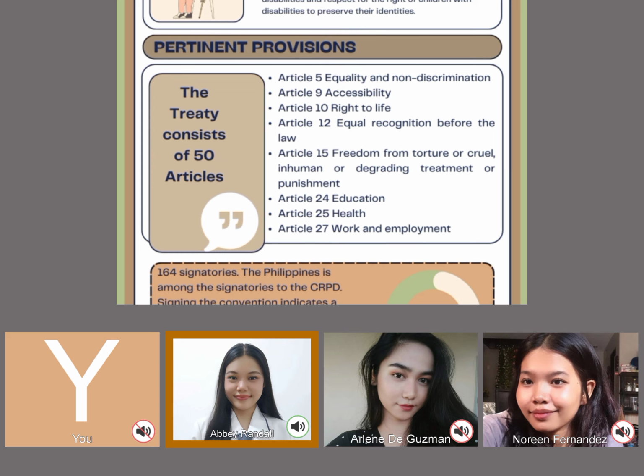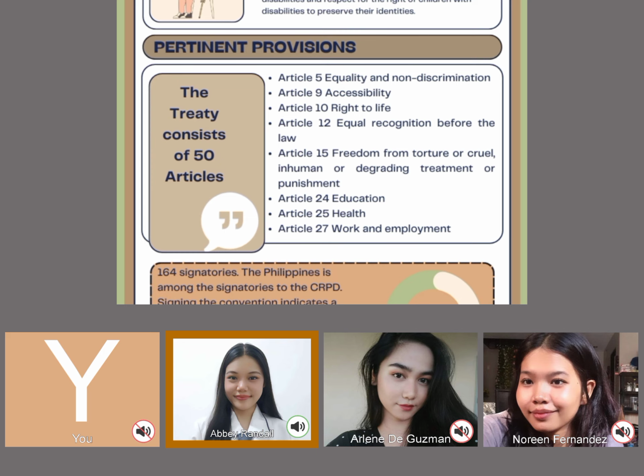Article 15, Freedom from torture or cruel, inhuman, or degrading treatment or punishment, is the fifth pertinent provision. States here must ensure that no one, including PWDs, is subjected to torture or cruel, inhuman, or degrading treatment or punishment. This includes preventing non-consensual medical or scientific experimentation.